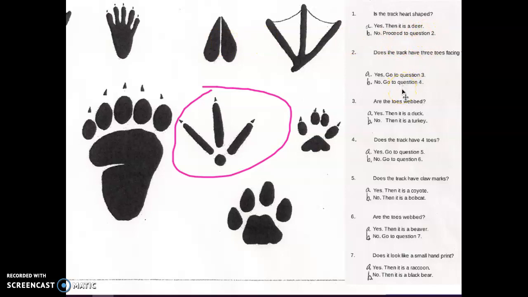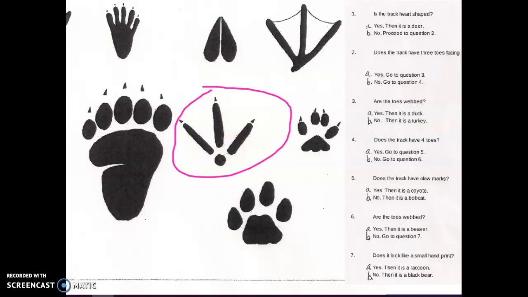Does the track have three toes facing forward? 1, 2, 3. So the answer is yes. So I'm going to go to question three. Are the toes webbed? Well, there's no webbing in between, so my answer would be no, and then it's a turkey. So that is most definitely a turkey track.